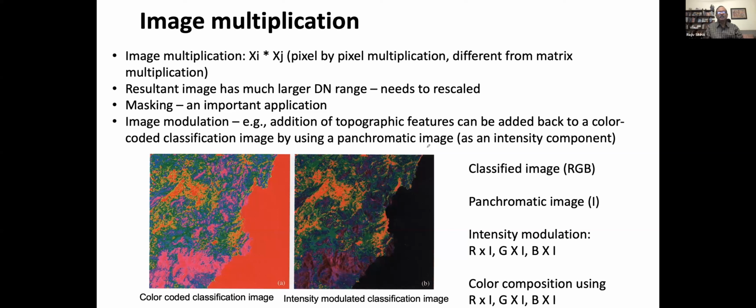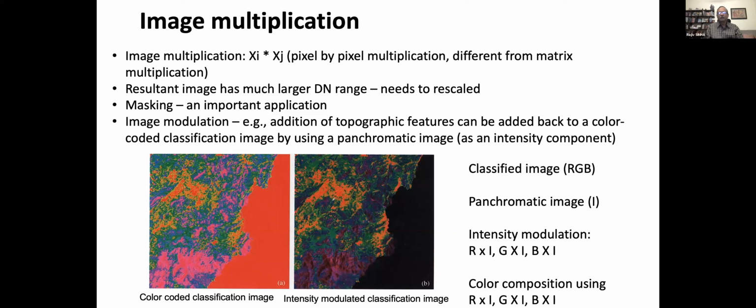Then image multiplication. Again, as I said, you can multiply two pixels of the images. This is different from matrix multiplication, and the resultant image will have a much larger DN range, right? For example, if two pixels have values of 50 and 50, the new image will have 50 multiplied by 50, and then we rescale it basically. That's how we do it. So basically, it modulates certain features like the topographic feature, for example, and then we can color code them as well.